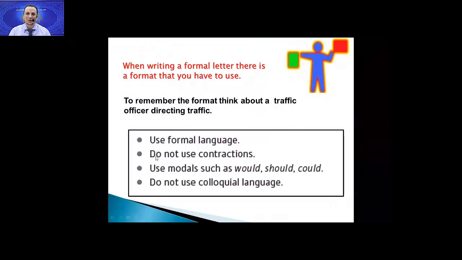Number two, don't use contractions. What does it mean, don't use contractions? You say I'm, I apostrophe am. No, you have to write I am. Or we're. Okay? No, don't say we're, you have to write we are. Also, don't. You have to say do not.